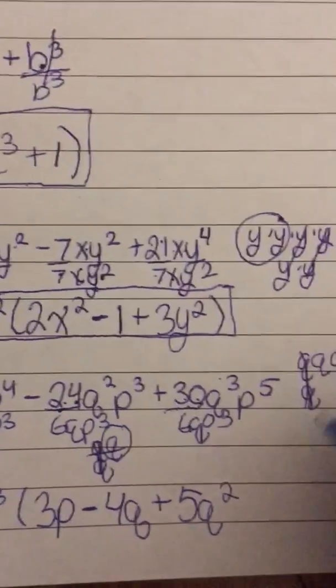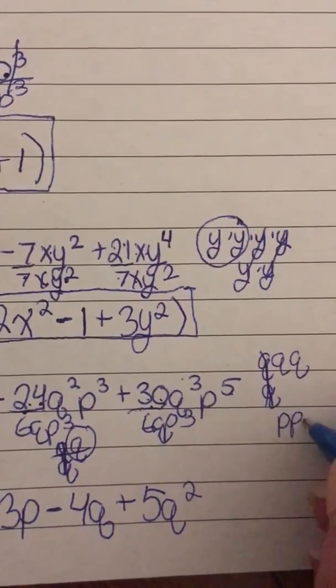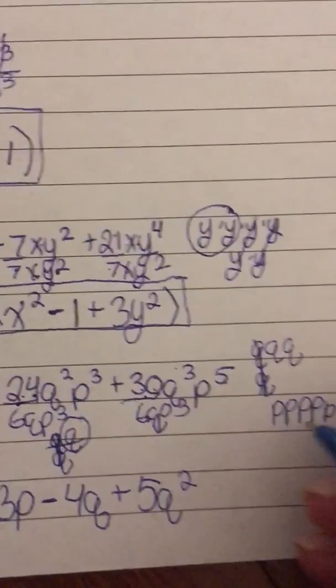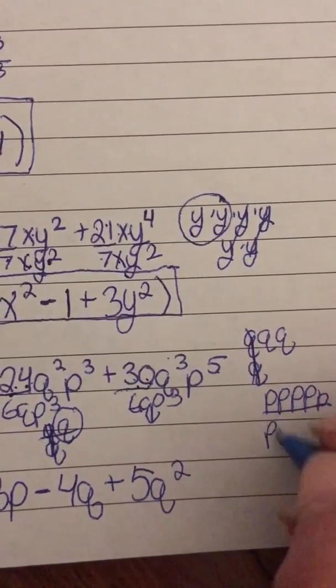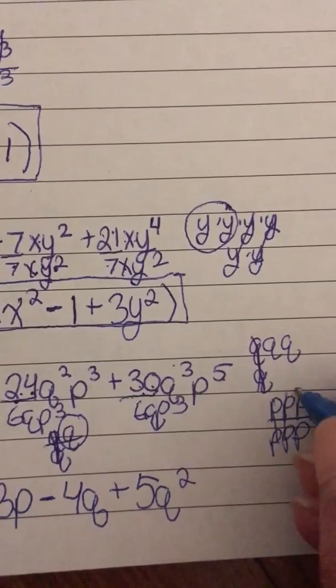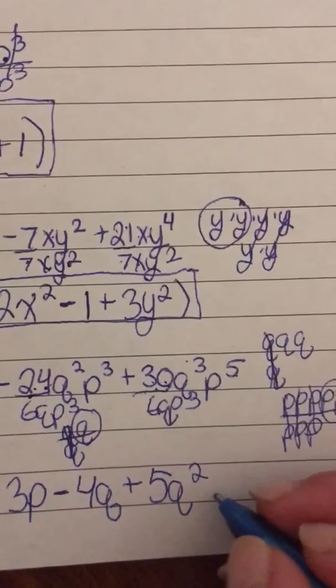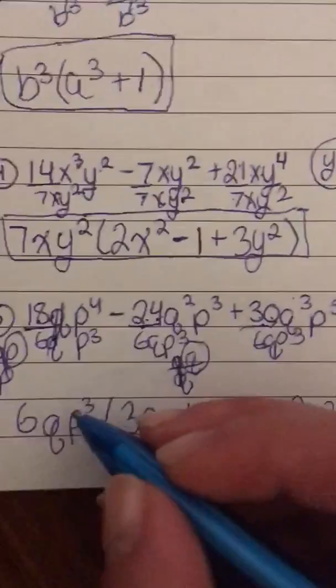And then p to the fifth over p to the third. So you have 5 p's on the top and 3 p's on the bottom. So you're left with 2 p's, so that's p squared.